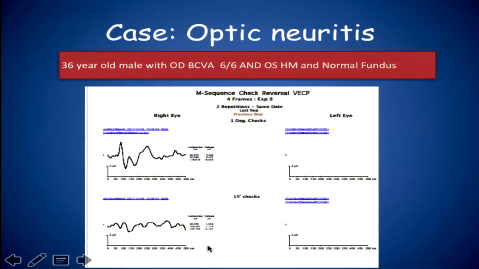Now, a 50-year-old male or female comes with BCVA of hand movements and a normal fundus. You do a VEP and it is normal, you know it's malingering. Whereas in optic neuritis, with vision of 6/6 in one eye and hand movements in the left eye, VEP is flat on the left side. So this is not malingering, this is optic neuritis.